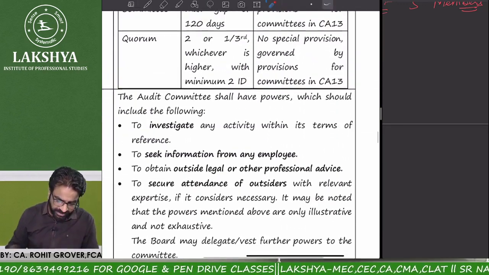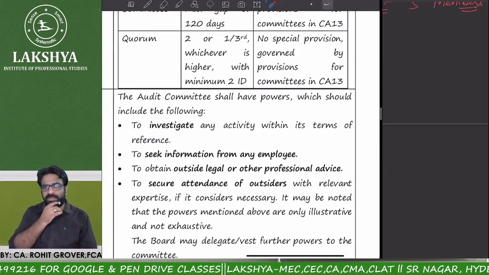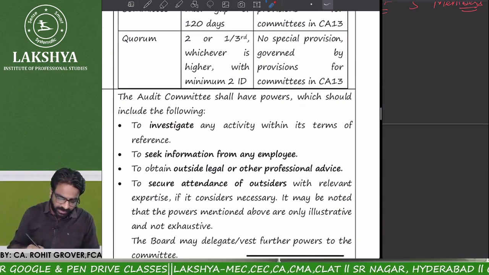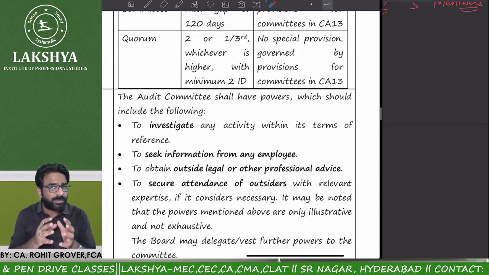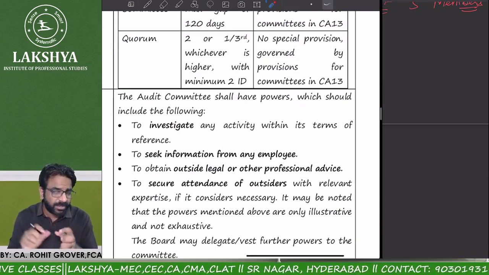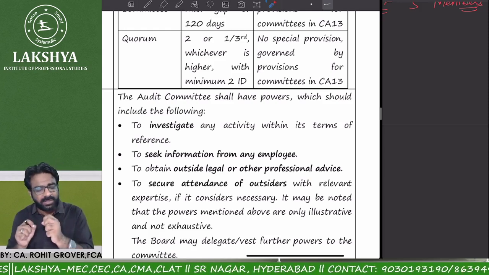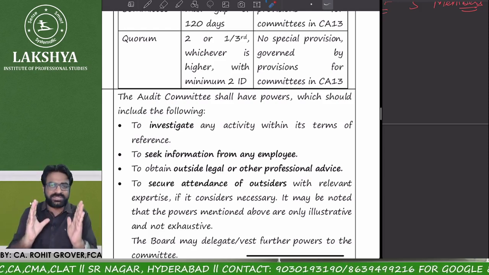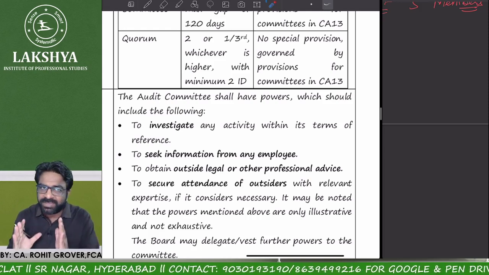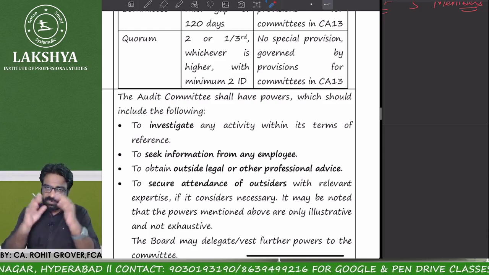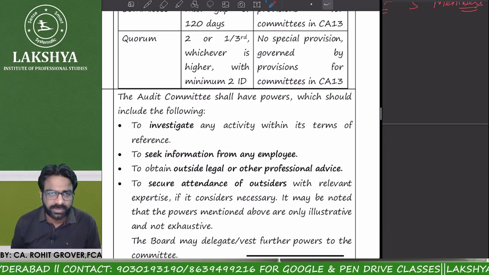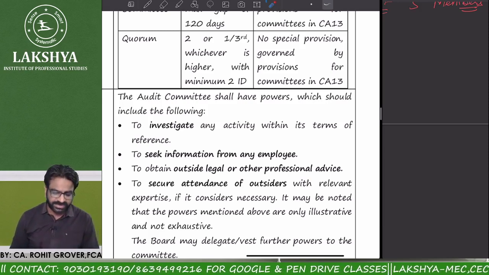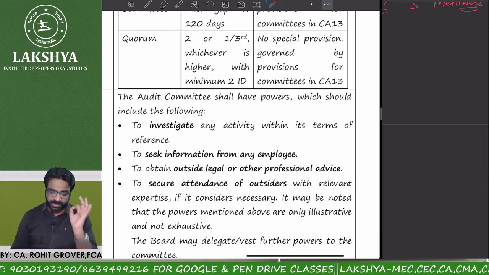Now, first of all, let us understand the powers of the audit committee. Now, what are the powers of the audit committee? Audit committee is more powerful than the board of directors. Yes, board of directors will do everything on the recommendations of audit committee nowadays. It's a very revolutionary step taken under the SEBI and Companies Act, as you can see now from the various provisions we have completed so far. Correct, everyone? Yes, sir.